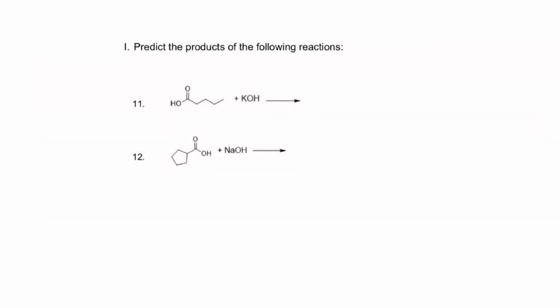Let's actually do some predict-the-product examples from our in-class worksheet. We can observe in reaction 11 that we have a carboxylic acid combining with KOH. As we saw before, overall, the OH is going to combine with the hydrogen in the carboxylic acid, and when that combines, that is going to make water. Let me just highlight it so we know where the OH and the H came from.